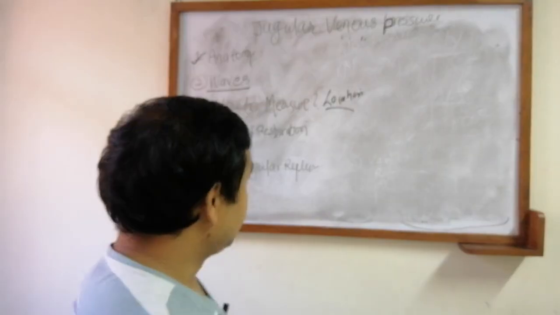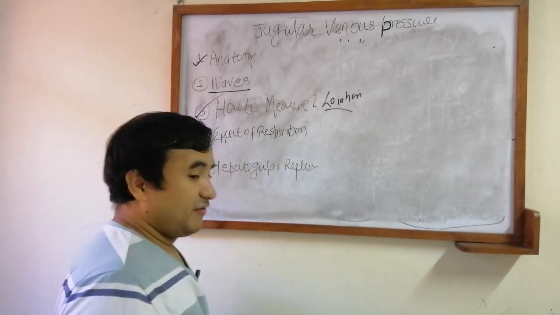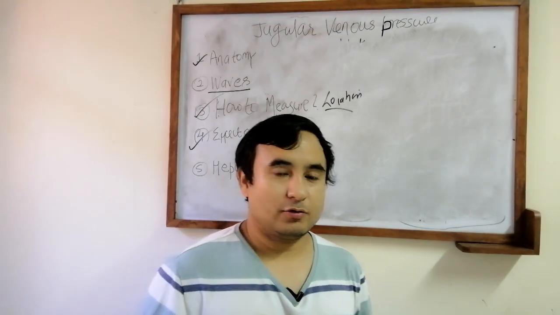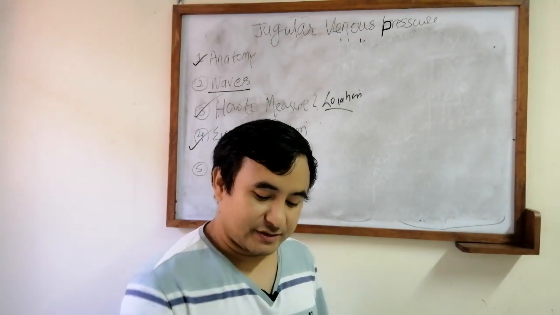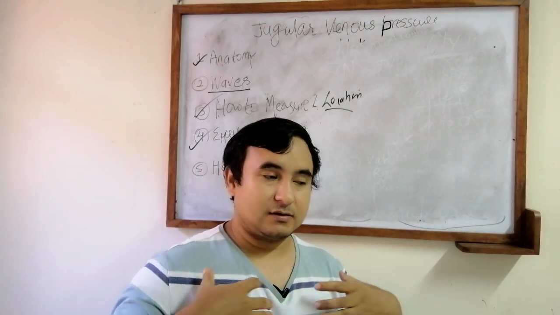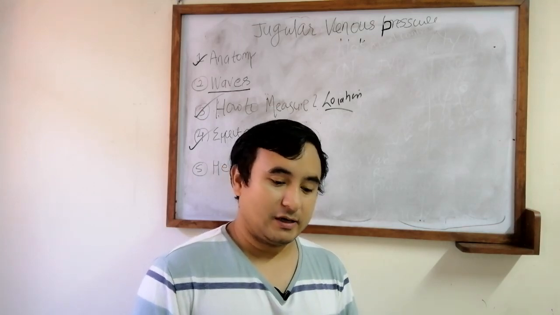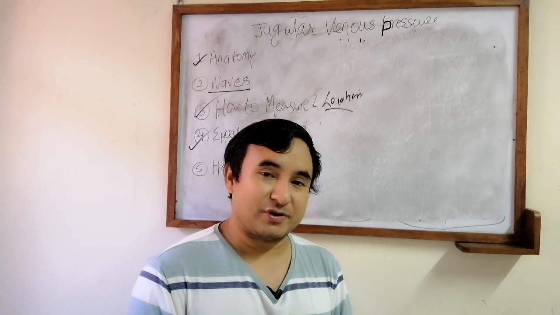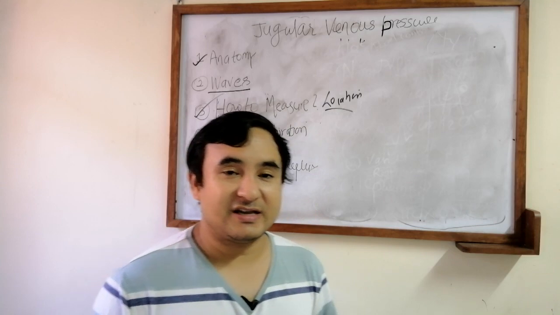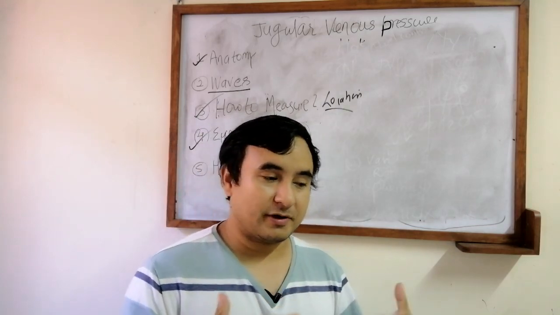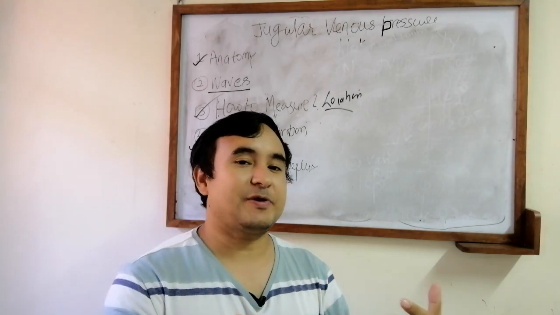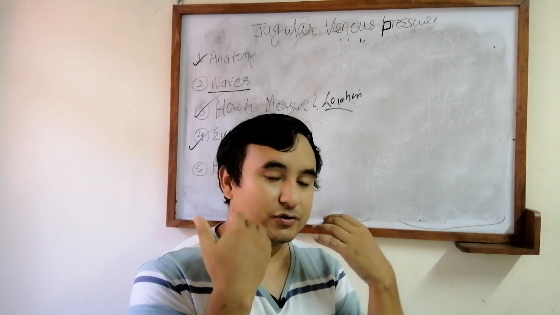Okay. Then what is the effect of respiration over JVP? When we are inspiring, what happens? There is a drop in intrathoracic pressure because the parietal pleura moves away. So there is a drop in intrapleural pressure, and that also leads to a drop in the intrapericardial pressure. So overall there is a drop in the intrathoracic pressure. If there is a drop in intrathoracic pressure during inspiration, it sucks the blood from the jugular veins.